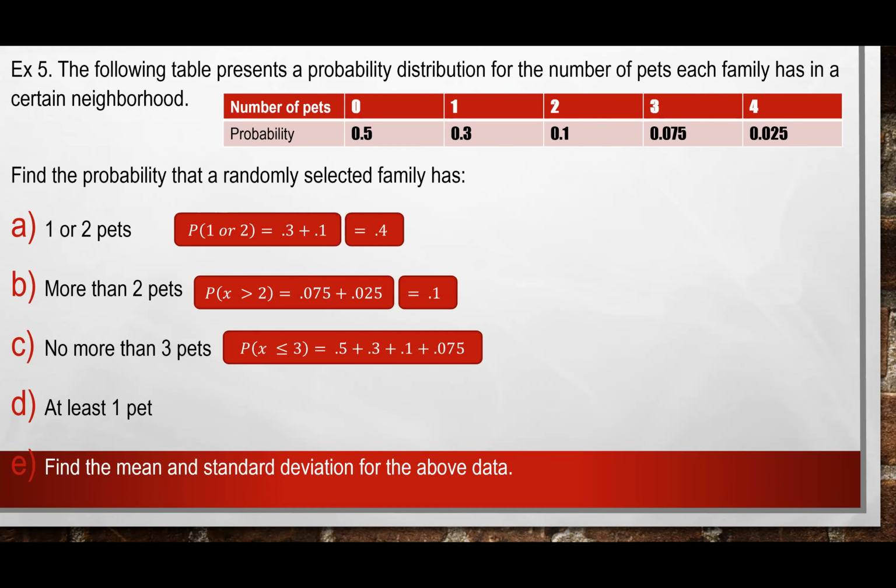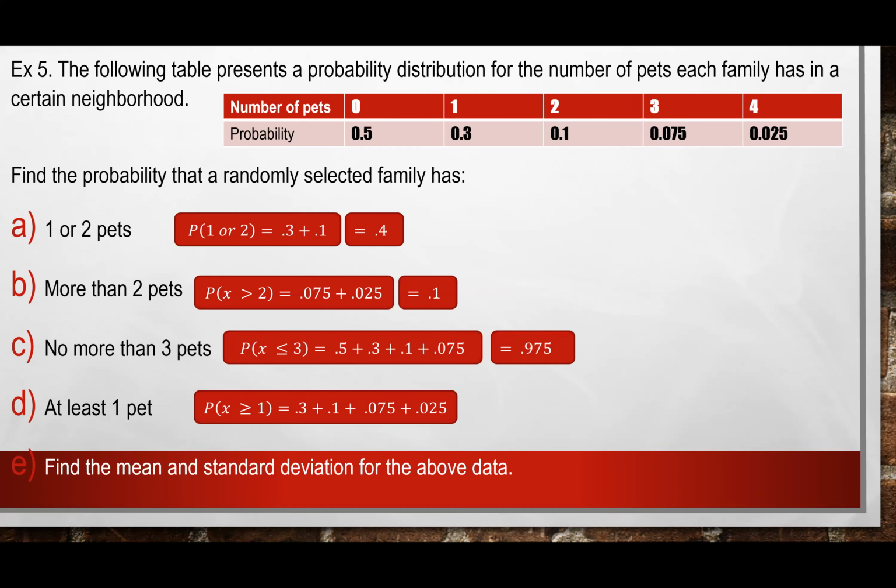So in this case, this is what we do. We just add the probability of the 3, the 2, the 1, and the 0. And a reminder, the words at least include the 1. At least 1 means the 1, the 2, the 3, and the 4. So you take the probabilities and you add them together.